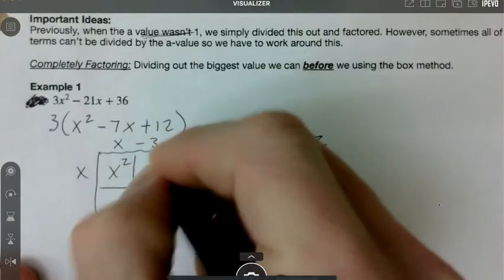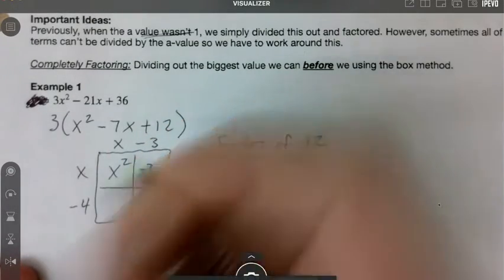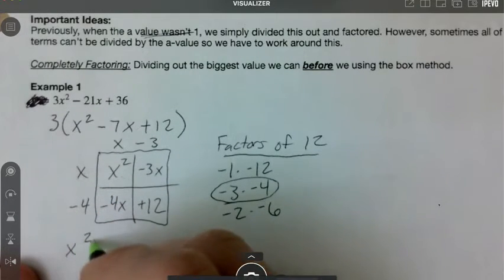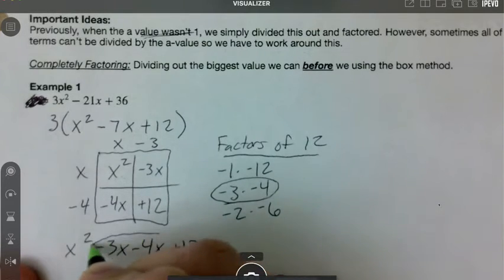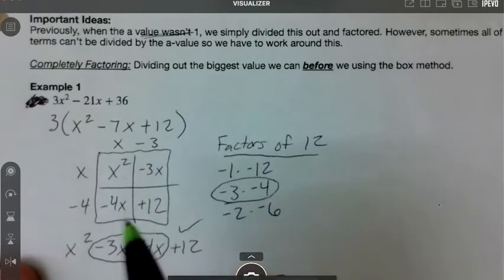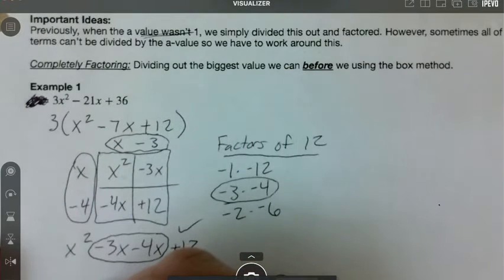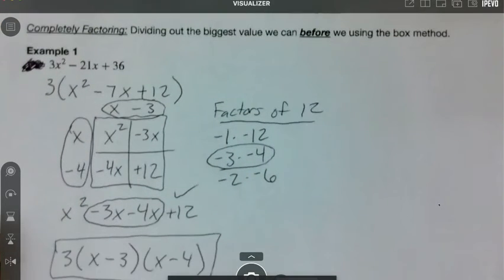And just to verify, now I have x times negative 3, negative 3x, and I have x times negative 4, negative 4x. And if I write them all out, sure enough, these two terms in the middle definitely simplify to be negative 7x, so I know I'm good to go. And therefore, my factors are these. So my final answer is 3 times x minus 3 times x minus 4. Basically, that was the most advanced case we had in the past.